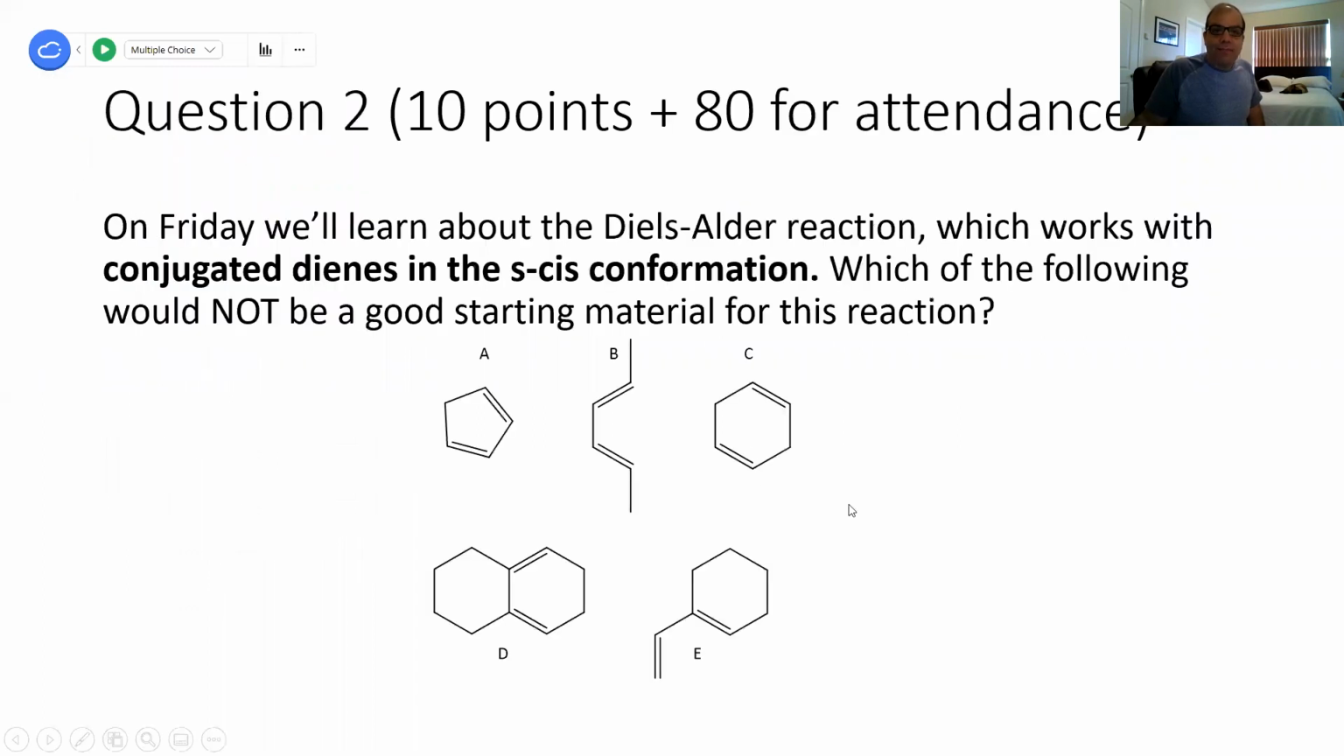Good. And my second and final question concerns something we will cover on Friday, but I've given you all the information in this question that you need to know to figure it out. So on Friday, we'll learn about the Diels-Alder reaction, which works with conjugated dienes in the S-cis conformation. Which of the following would not be a good starting material for this reaction?